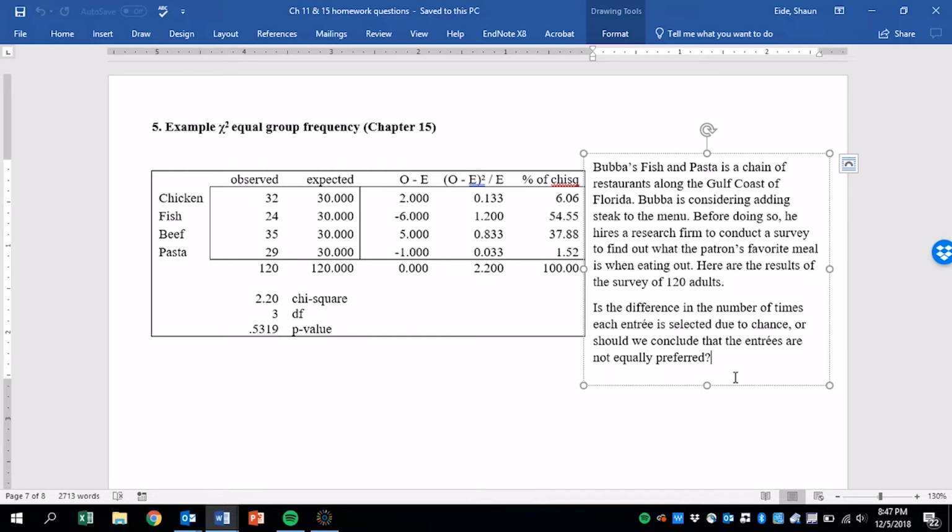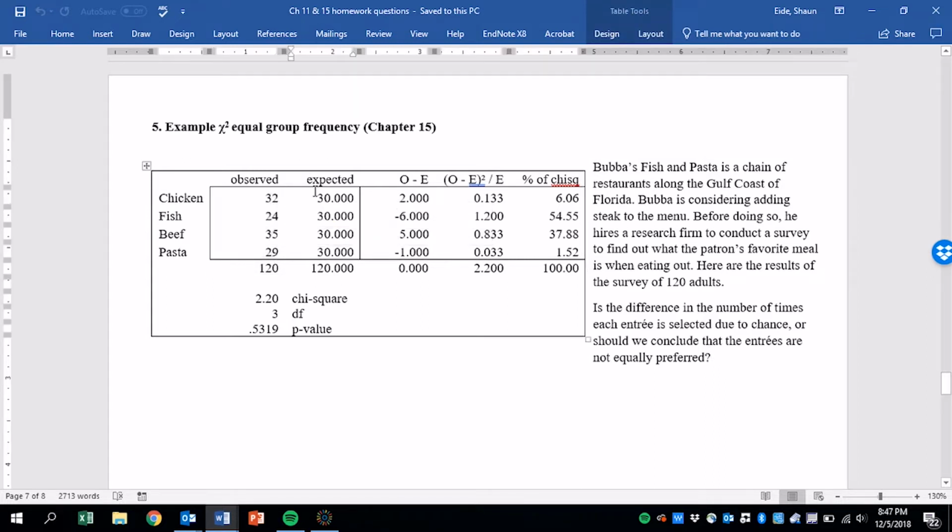So what this is really asking is, is the difference of 24 to 30, 32 to 30, 35 to 30, 29 to 30, is that completely due to chance? Or is that different enough? Are the observed frequencies different enough from the expected frequencies to say that the observed is actually different from what was expected, or was it just completely by chance?